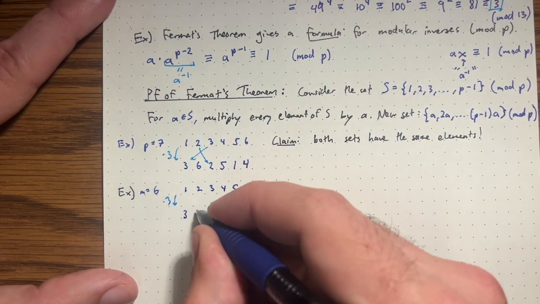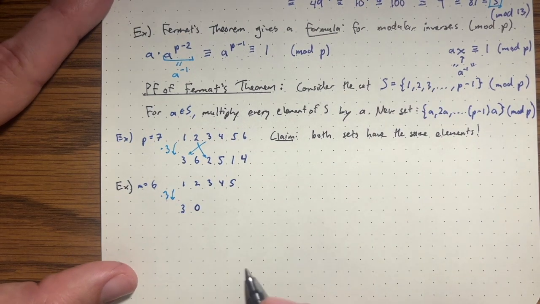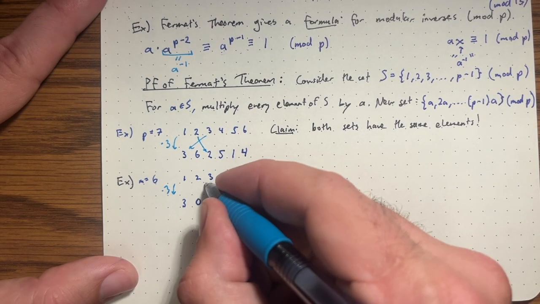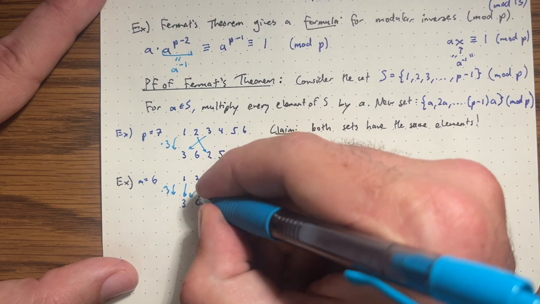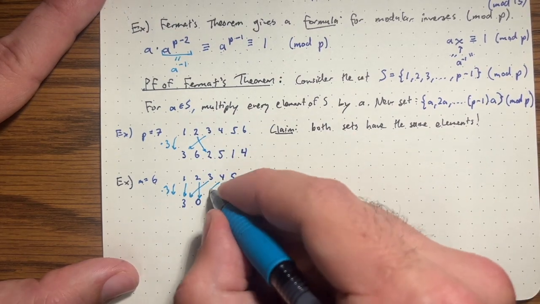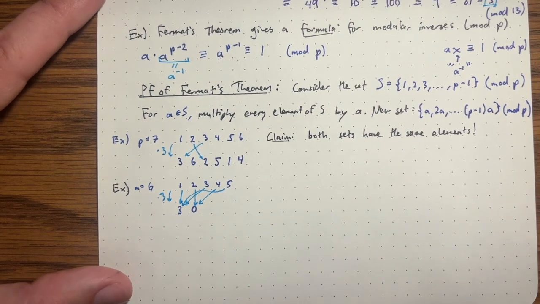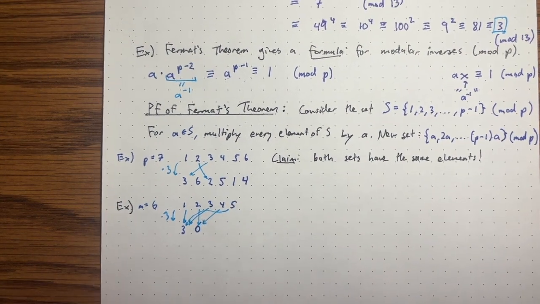2 times 3 is 0 mod 6, right? 3 times 3 is 3 mod 6. So both 1 and 3 are going to the 3. 2 is going to 0. 4 times 3 is 0 mod 6. And 5 times 3 is 15, which is 3 mod 6. So this does not happen in general.